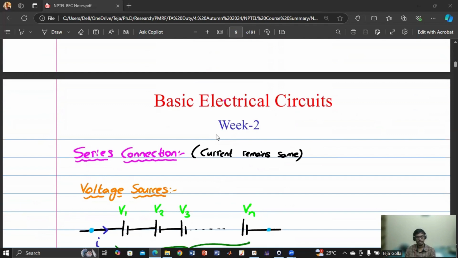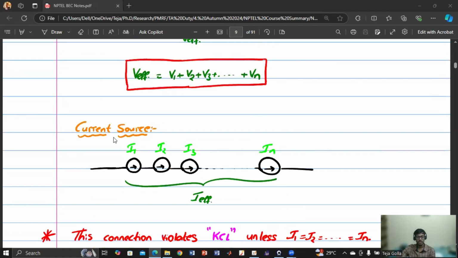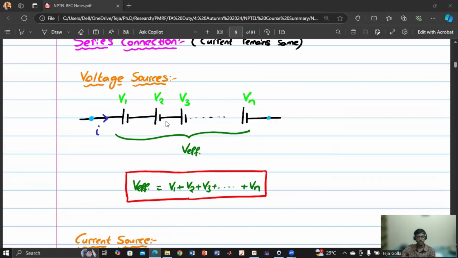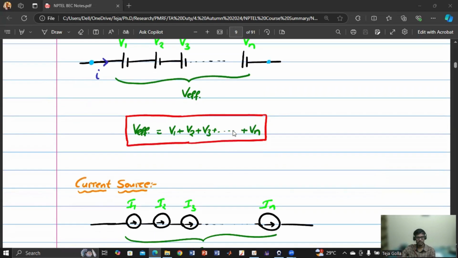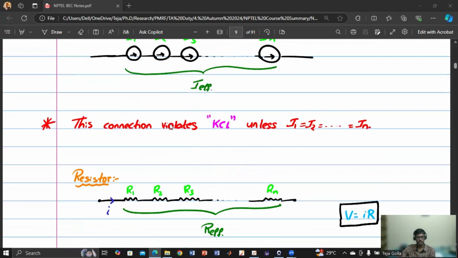In week two, we have discussed the series connection of voltage sources, and then the parallel connection of current sources. If you connect voltage sources in series, the overall effective voltage will be the summation of the voltages. But current sources you should not connect in series, because until and unless they are equal, KCL will be violated. If at all they are equal, then there is no issue. But if they are not equal, then KCL will be violated. So while connecting current sources, we should be very careful.